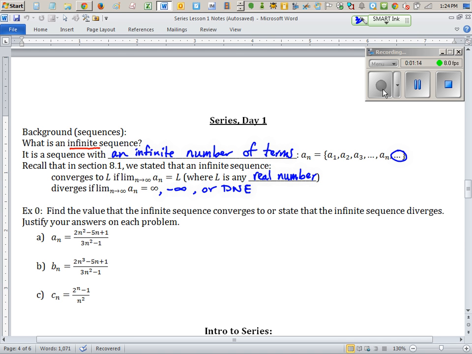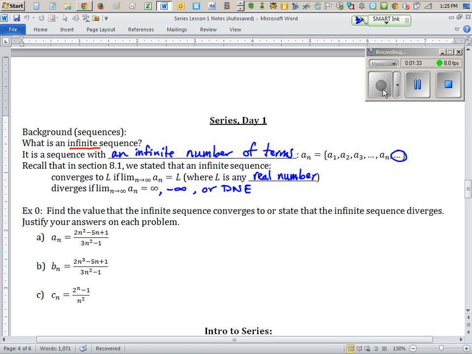Divergent sequence, what does it mean? Well, let's take a look at this first example. I think it'll be very clear. This is like example 0 because it's not even a chapter 9 concept yet. So yours should say A, B, C. Sorry, I think it says D, E, F there. Fix that. Our first example, A, is this sequence.